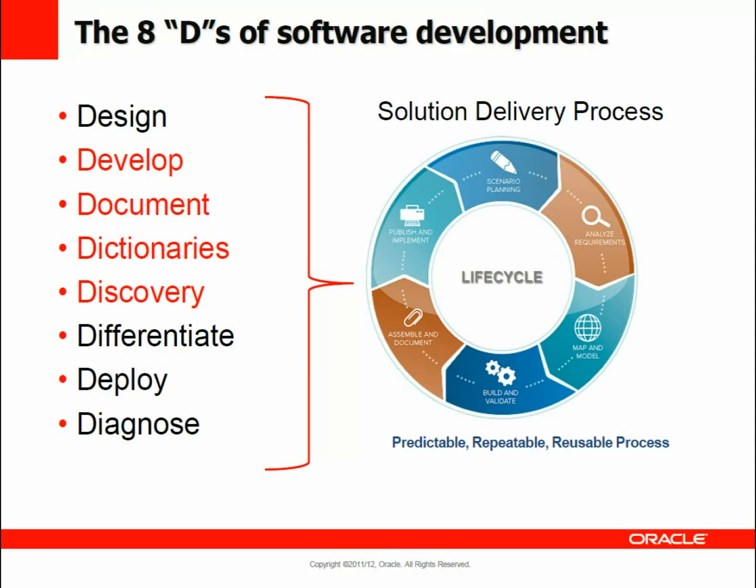And then we have this notion of the 8 Ds of software development. And so the areas that are specific for the dictionaries are develop, document, the dictionaries themselves, and of course component discovery. And this all fits into a traditional software development lifecycle. And the aim is to make this a predictable, repeatable, reusable process.